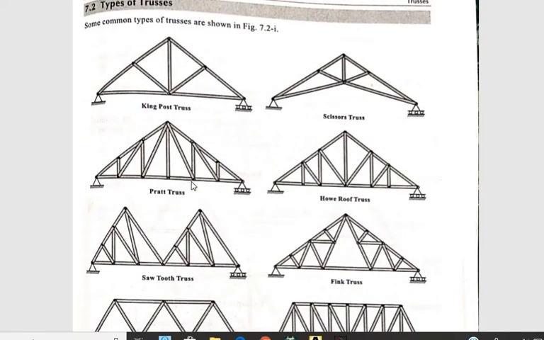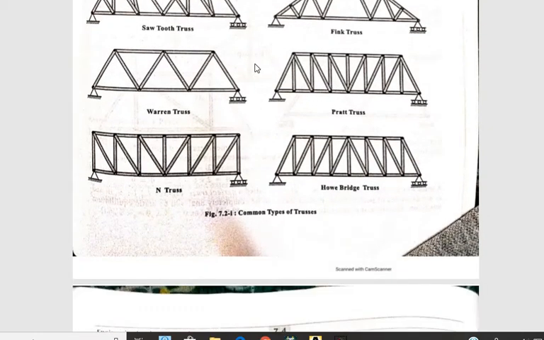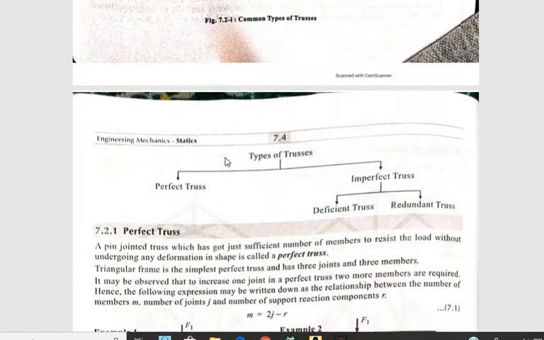Just keep watching this. At this stage you will not require these types of trusses. You will require them as civil engineering students in higher classes, when you study the design of steel structures. Here just observe this geometry: king post truss, scissor truss, Pratt truss, Howe truss, sawtooth truss, Warren truss, Pratt truss, Howe bridge truss. These are the common geometries. We will not require them, just observe that.